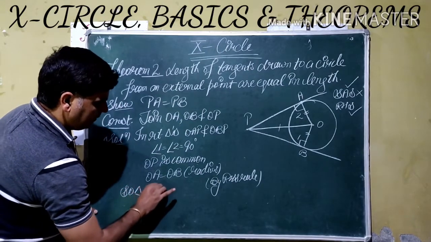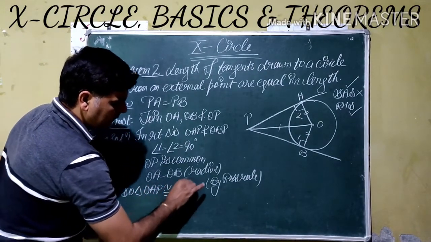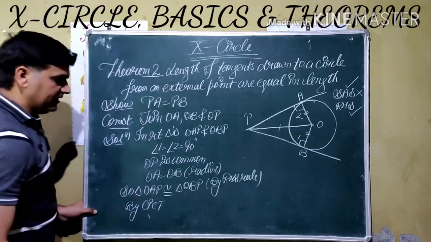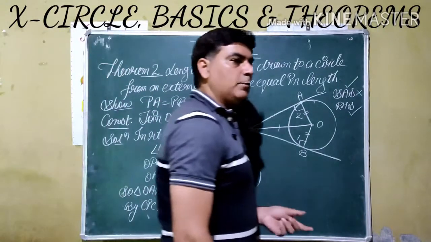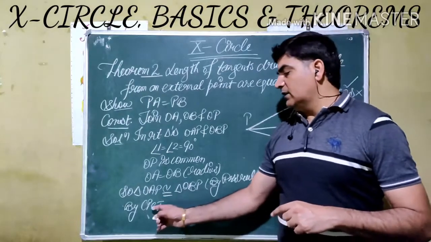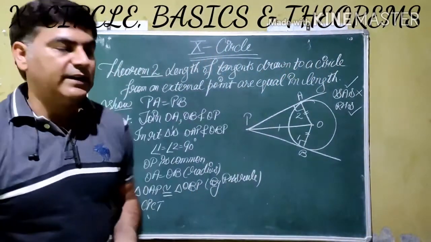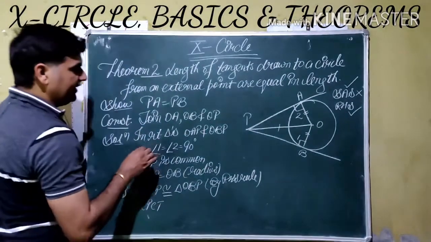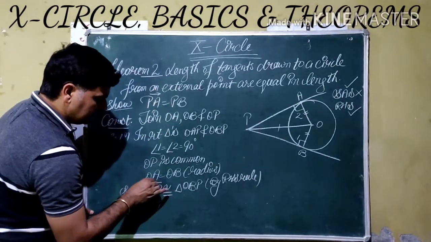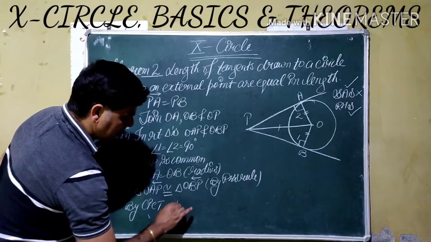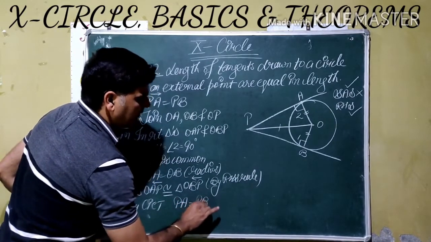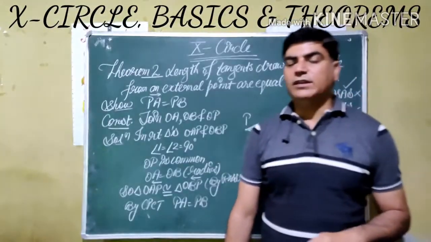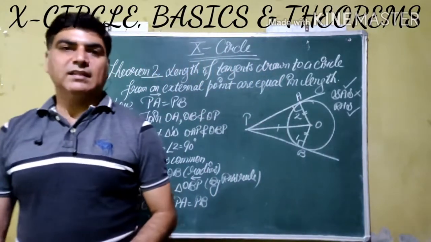So triangle OAP is congruent to triangle OBP. So by CPCT. Now what is the meaning of CPCT? C stands for corresponding, P stands for parts, C stands for congruent, T stands for triangles. It means corresponding parts of congruent triangles are equal in measurement, their angles as well as sizes. So here we need PA. PA means third to second, same here, third to second. So PA is equal to PB, which proves the requirement of the theorem. It means the lengths of tangents drawn from an external point to a circle are always equal in length.